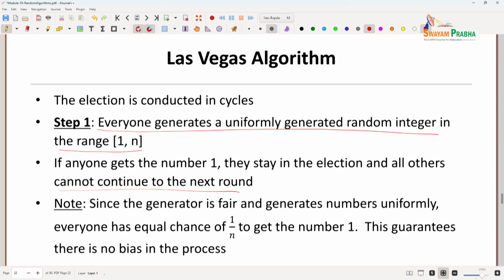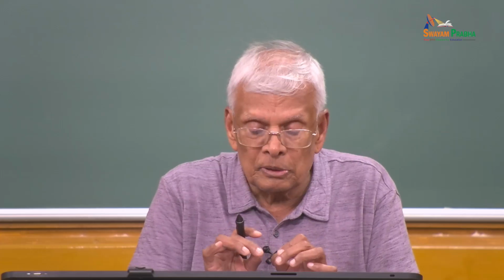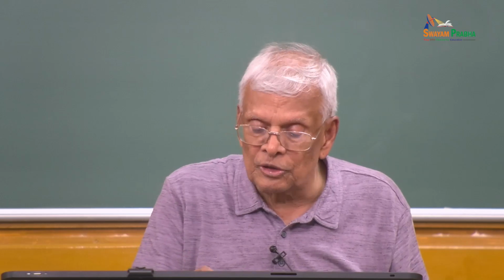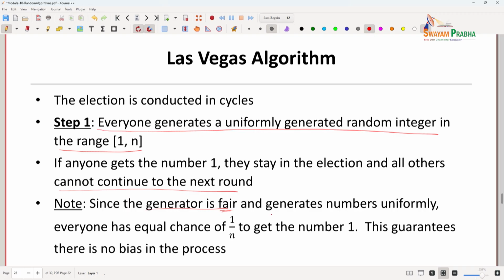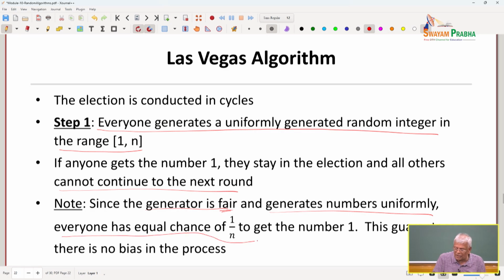They cannot take part in the election. The next step: since the generator is fair, because it is a uniformly random number generator, everybody has an equal chance, so the process is totally democratic. It is a fair game. It generates numbers uniformly in the interval, so everybody has the same chance.